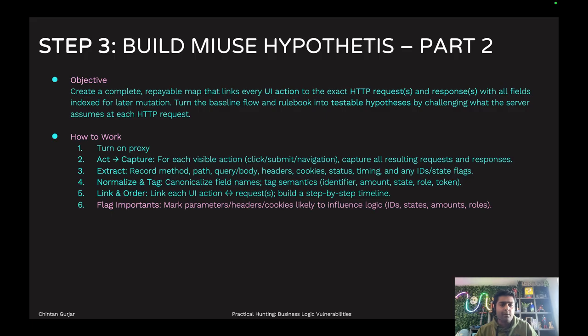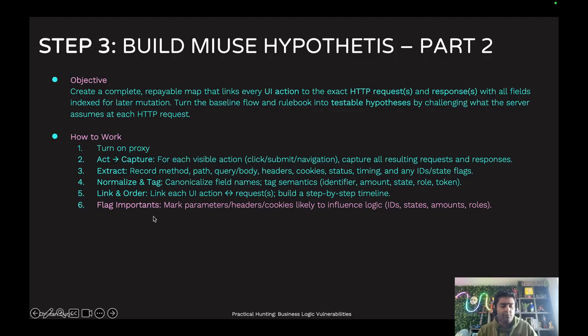Step 6: flag the importance. Mark important parameters, headers, and cookies likely to influence the logic of the entire feature. I told you that you have to identify those parameters which are either state or identifier. Some parameters are dependent, because without them this action cannot be performed. Some parameters are there for the role, because that tells you this is the user role and that allows the user to do a certain action.